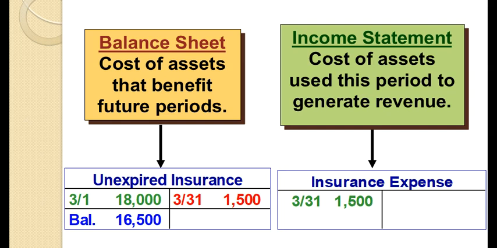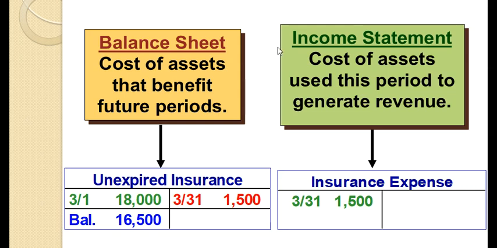That is a particular ledger. With the help of the ledger you can understand the balance sheet and income statement, and how the cost of an asset that benefits more than one accounting period is converted into an income statement account, insurance expense. The label we give is converting asset to expense.